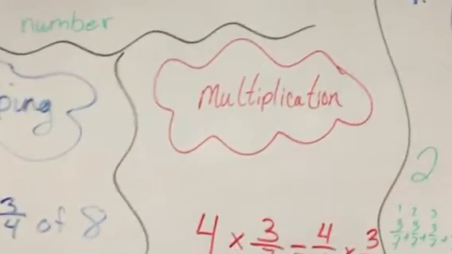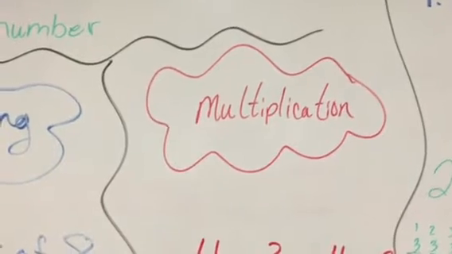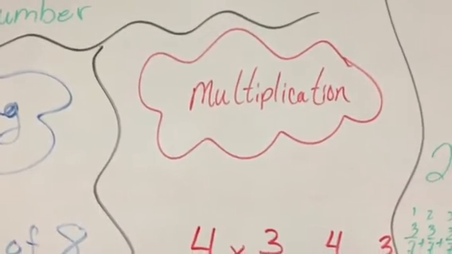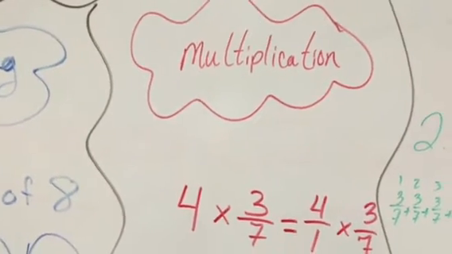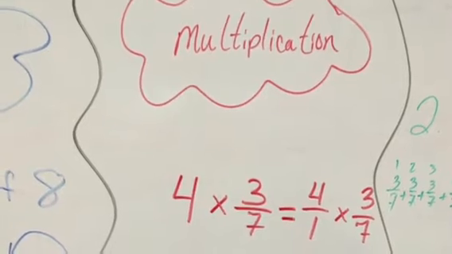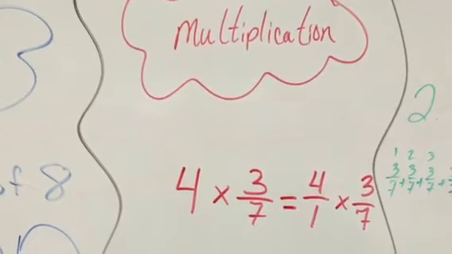The third one is just multiplication. This might be very easy for some of you, but it might also be tricky for others. And the reason I say that is in multiplication, we don't need to have a common denominator. We multiply the numerators and then we multiply the denominators.